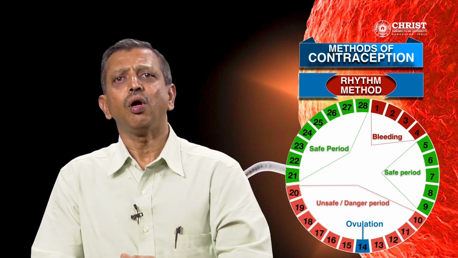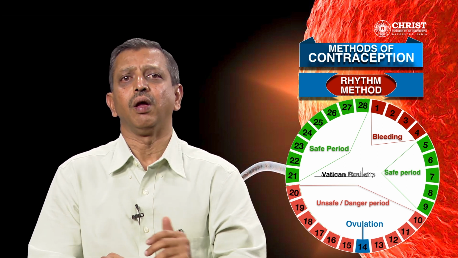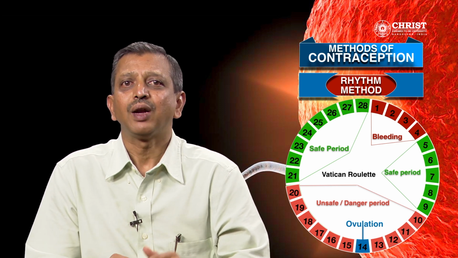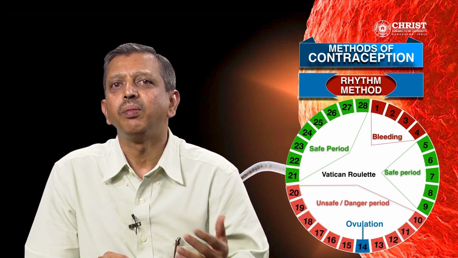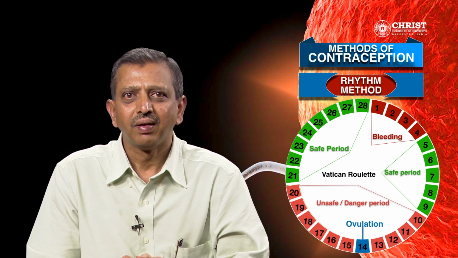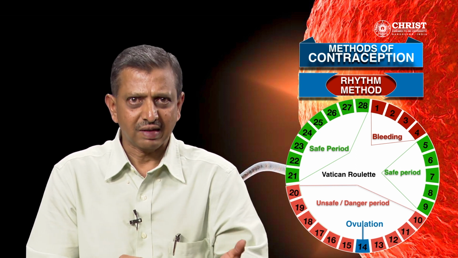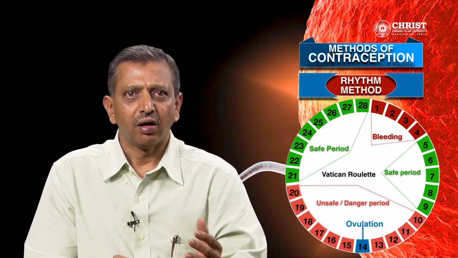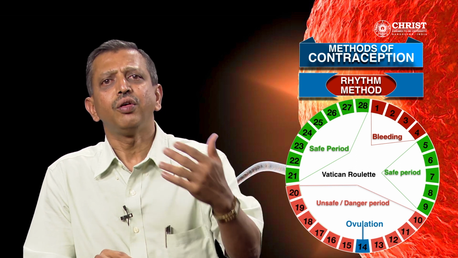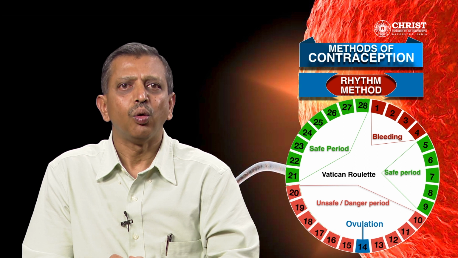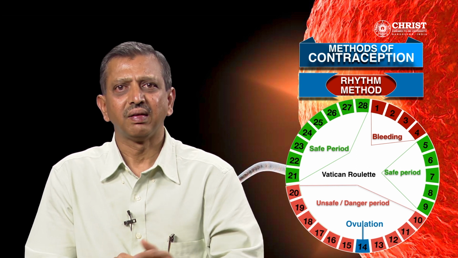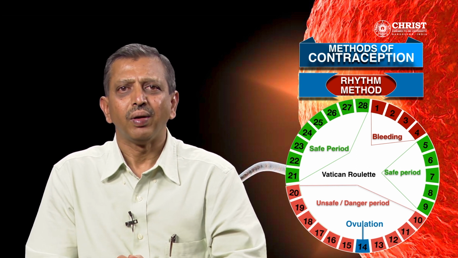Rhythm method is also known as Vatican roulette, since at one time it was the only method allowed by Roman Catholic Church. Factors like stress, diet, hormonal imbalance can introduce irregularity into the timings of ovulation. Thus, it is also unreliable.